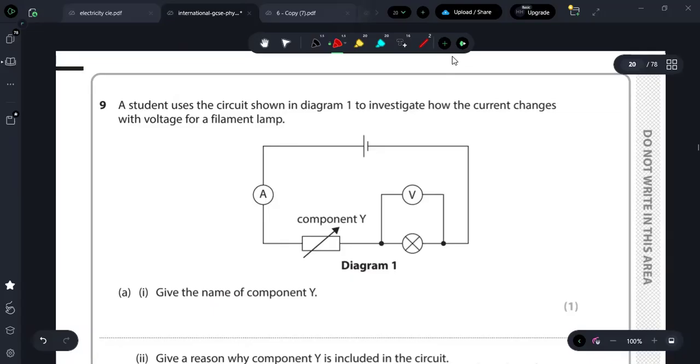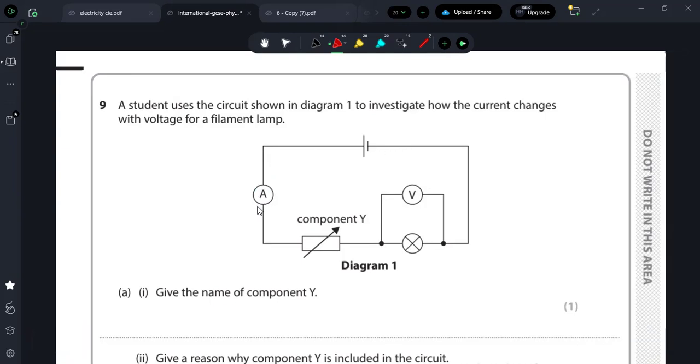Question 9 says a student uses the circuit shown in diagram 1 to investigate how the current changes with voltage for a filament lamp. So we have a circuit, and this symbol is representing a filament lamp. Across the filament lamp we have a voltmeter. The voltmeter is basically measuring the voltage across this particular filament lamp. Then we have an ammeter that is measuring the current flowing through the circuit.